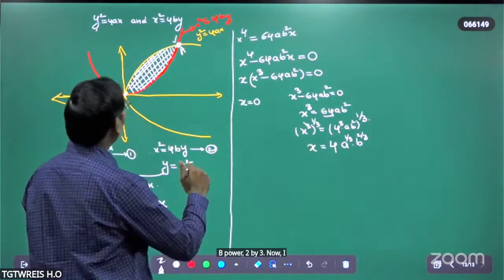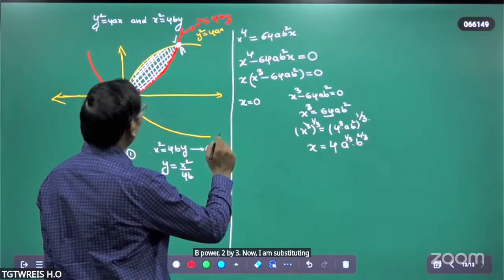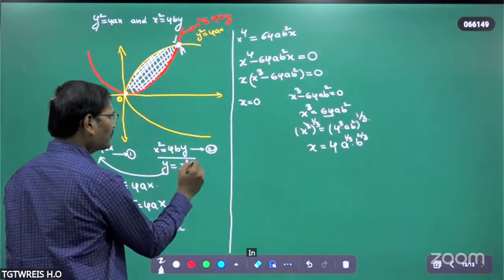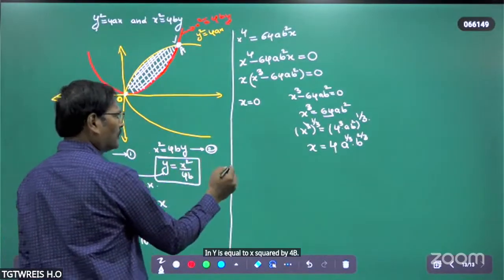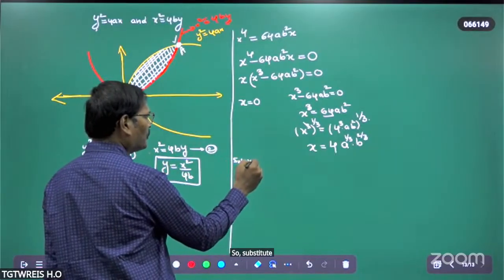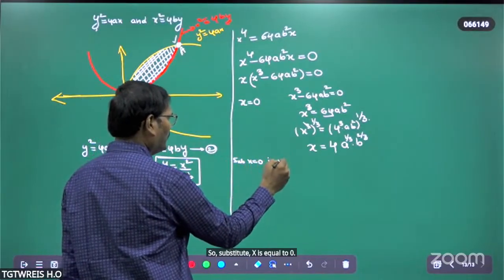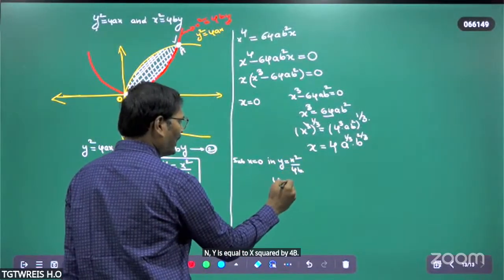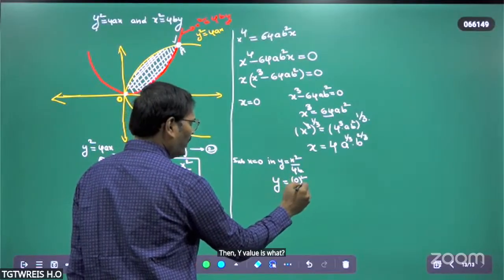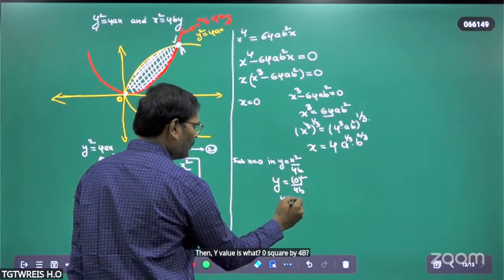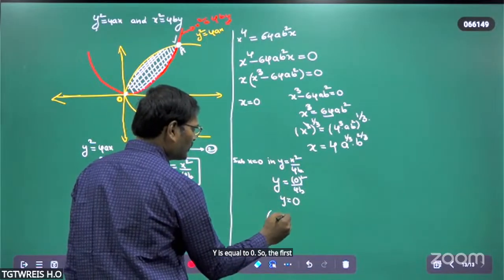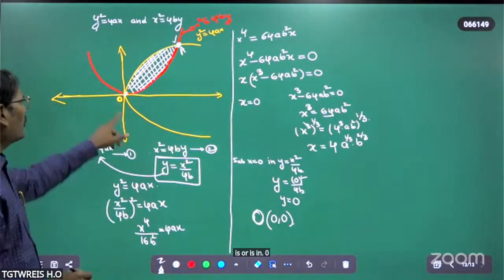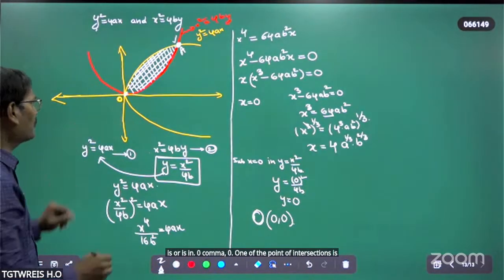Now I am substituting in y is equal to x square by 4b. So substitute x is equal to 0 in y is equal to x square by 4b. Then y value is what? 0 square by 4b. y is equal to 0. So the first point of intersection is the origin 0 comma 0. One of the points of intersection is 0 comma 0.